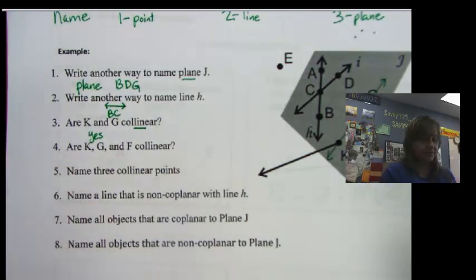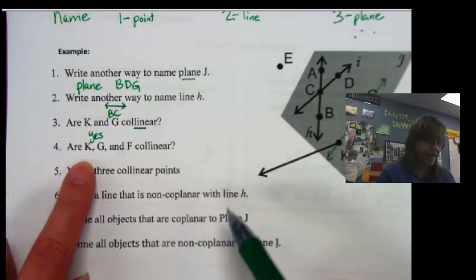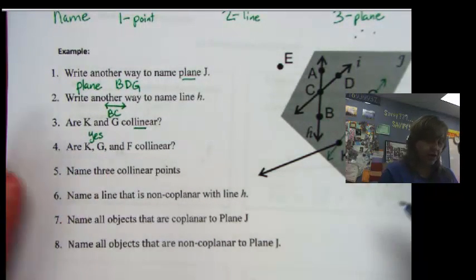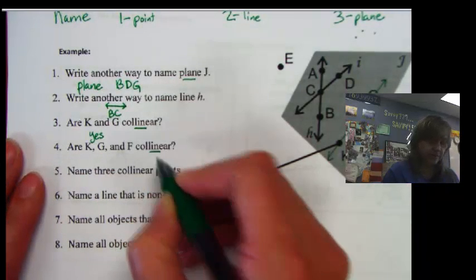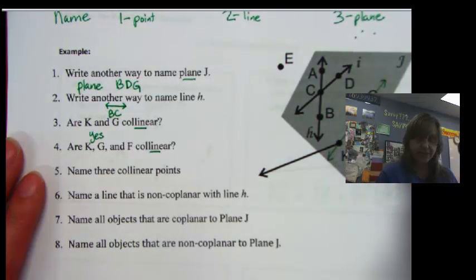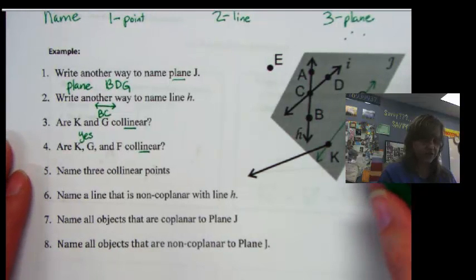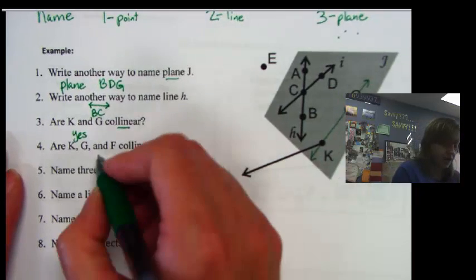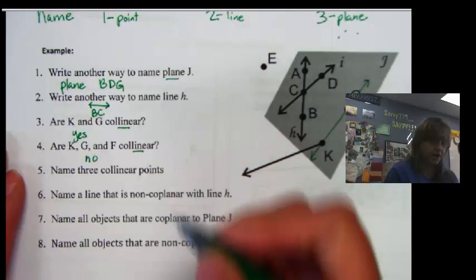Number 4, are K, G, and F collinear? Okay, so again, we're looking for them to be on the same line, K, G, and F. Well, K, G, and F definitely are making a triangular kind of pattern. I have to make a bend there, so that's a definite no. They do not lie on the same line. They're non-collinear.